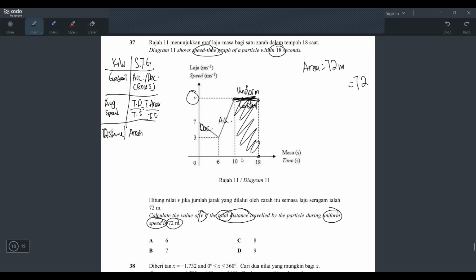Okay, so macam mana? The area of rectangle is base darab height. So base dia berapa? 18 minus 10 is 8. Darab dengan height dia tinggi V. So how to find V? 72 bahagi 8 dapat 9. And then the 9 would be m s minus 1. So the answer is D.